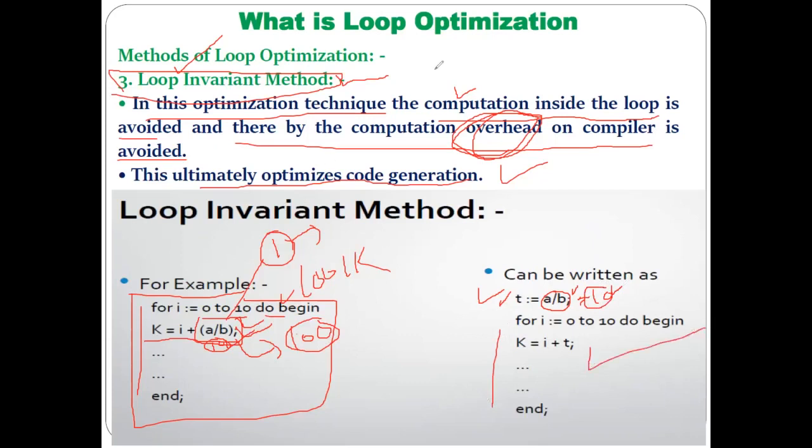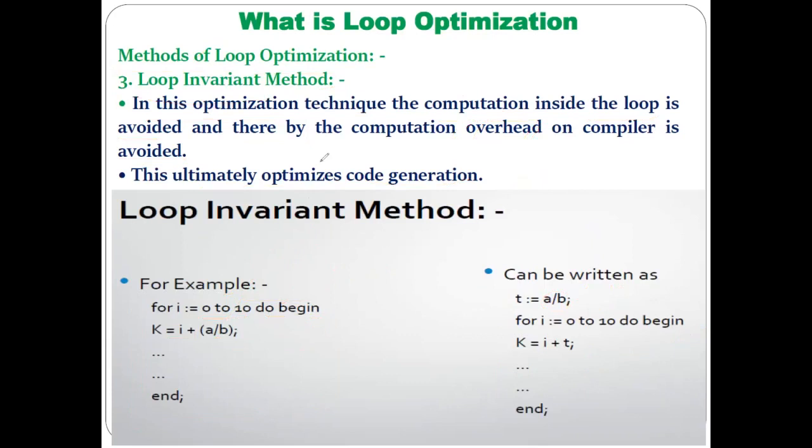So that is called the loop invariant code method, as a part of loop optimization, where we move the loop invariant code, the code which is not required inside the loop, outside the loop. Because of that, the computation overhead on the compiler is avoided. Such a technique is called the loop invariant method.